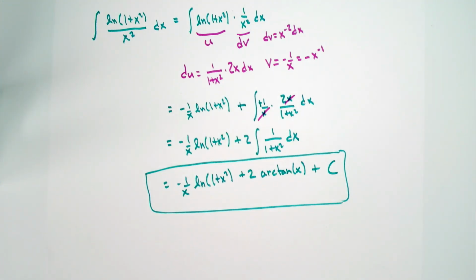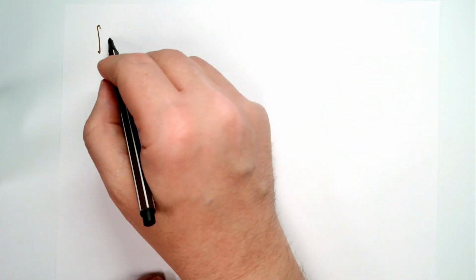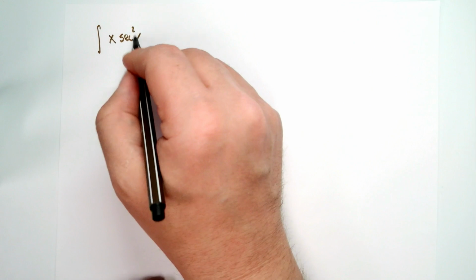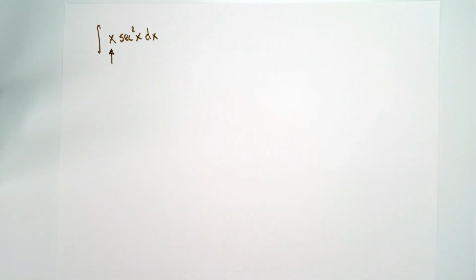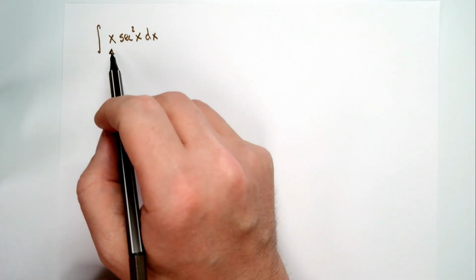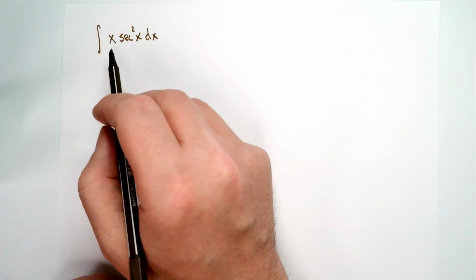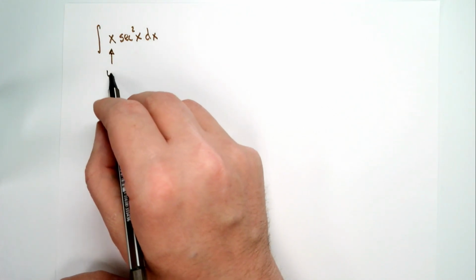So let's try one more. All right. Last one for today. So let's try to find the following. The integral of x secant squared x dx. Now, here's the thing. Much of the time, maybe almost all the time, but I'm not going to say every situation, but most situations, when you think about integration by parts and you see something that looks like a polynomial, for example, like x, that's going to be the part that you differentiate. So that should be our candidate for u.